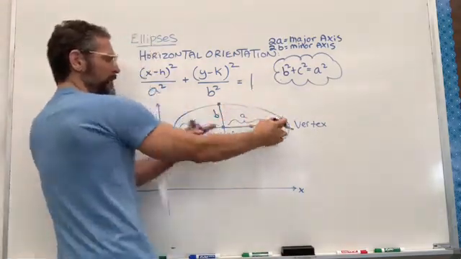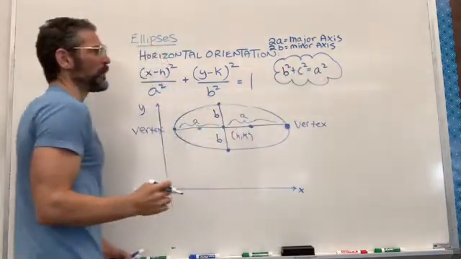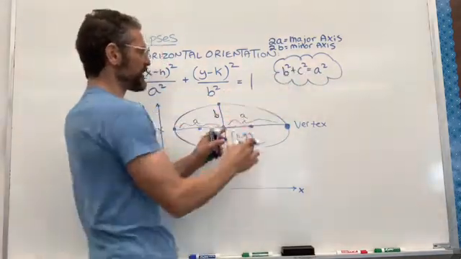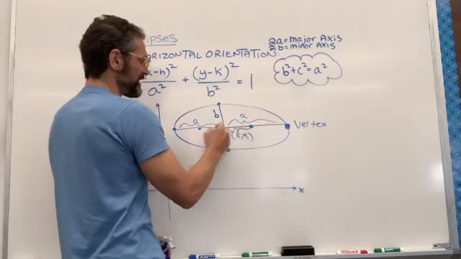Now, A is always the biggest with an ellipse, so we'll put that alone. We can use this Pythagorean relationship to find C. This distance here is C.